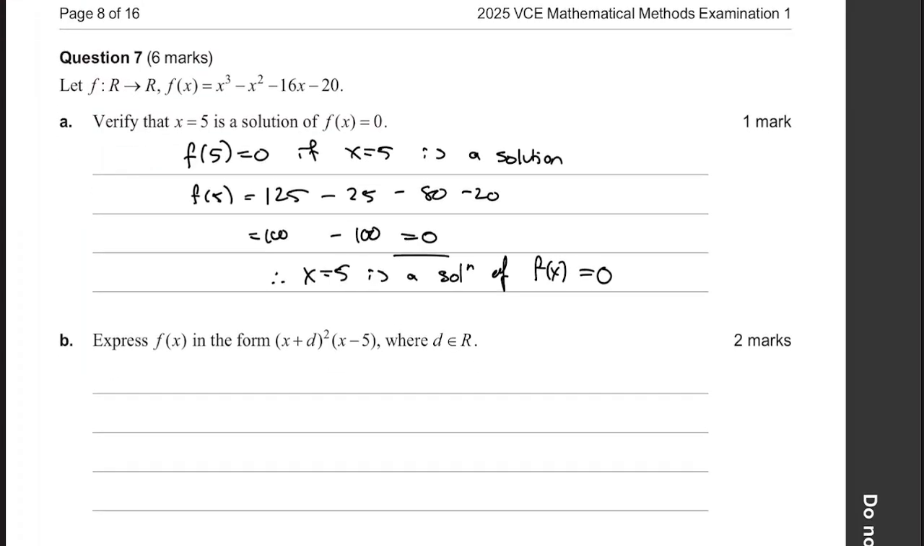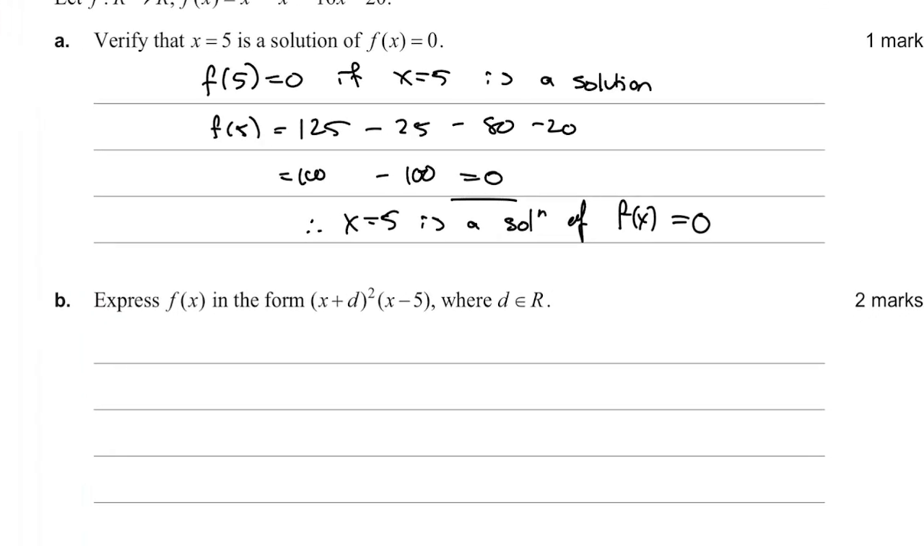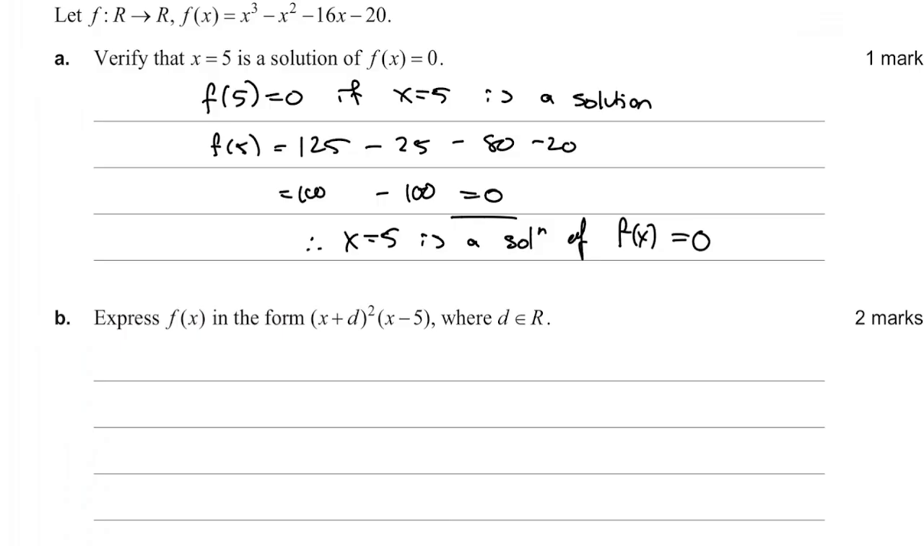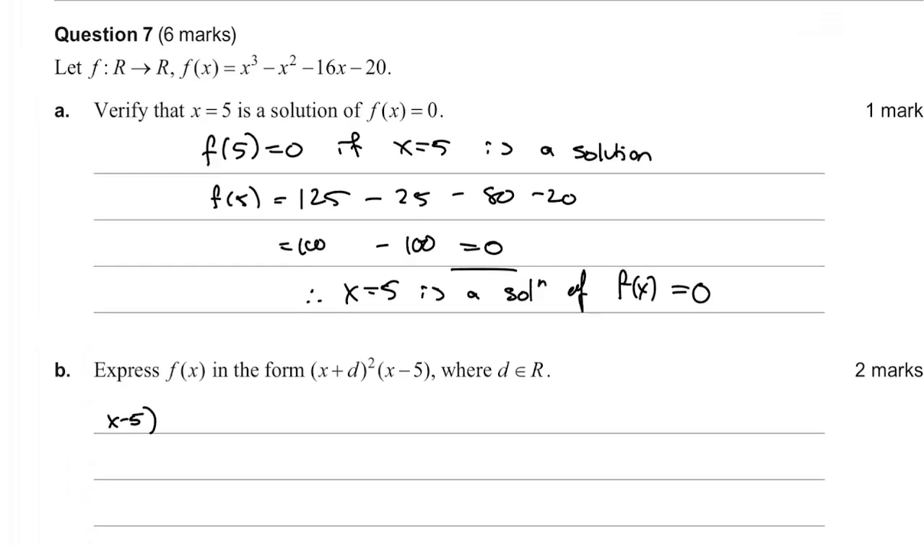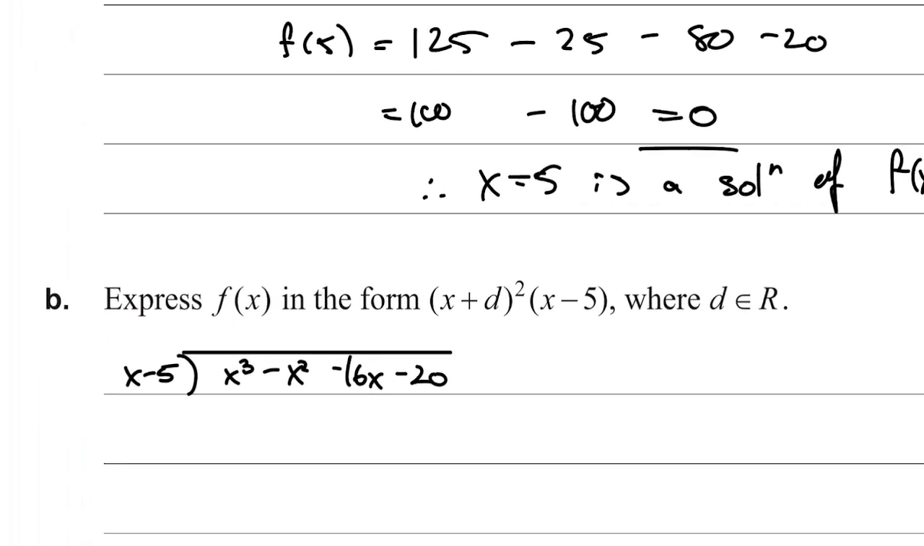Express f of x in this form, we'll just do some long division. So I'll start doing long division: x minus 5 into x cubed minus x squared minus 16x minus 20. I have a pretty good idea what d is going to be, but we'll see what happens. So we'll have x squared, so minus x cubed minus 5x squared. That's going to give us 0 and 4x squared. So that's going to be 4x squared minus 16x minus 20.